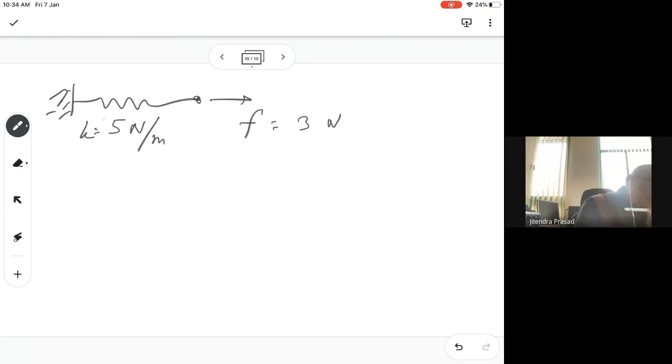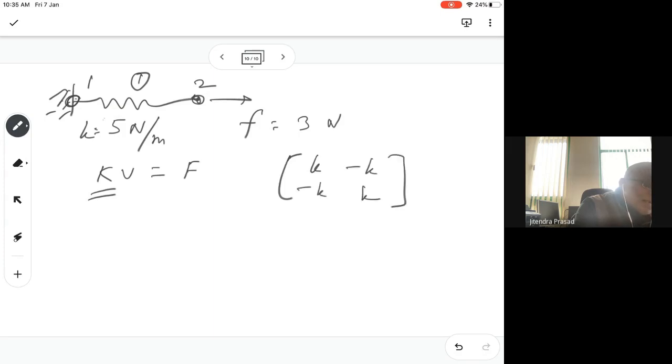First we will number the nodes. So node number 1, node number 2. This has only one element, so element number 1. That's it. Now we have to put it in Ku equal to F format, and we know that the big K is nothing but [k, -k; -k, k], and then you have U1, U2, and then you have F1, F2.